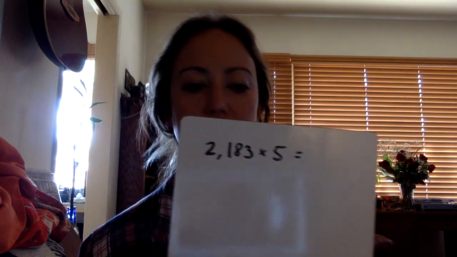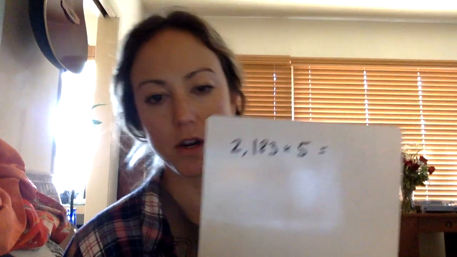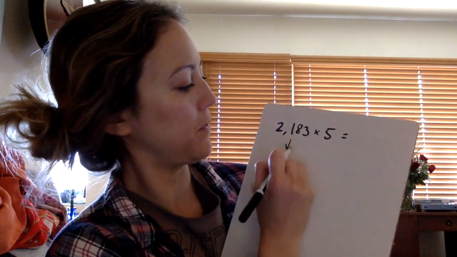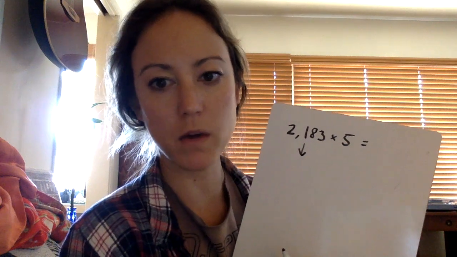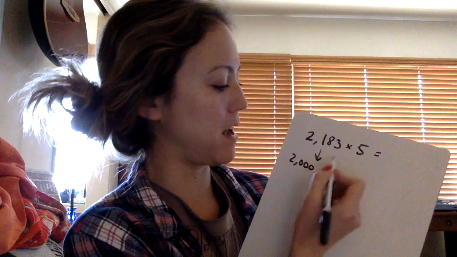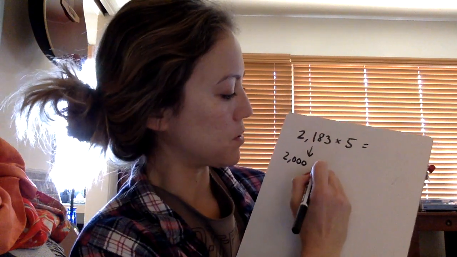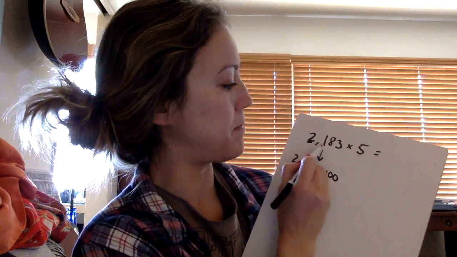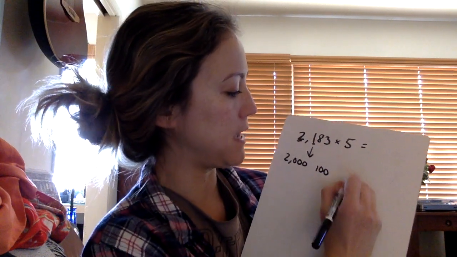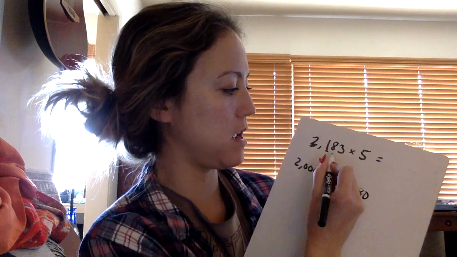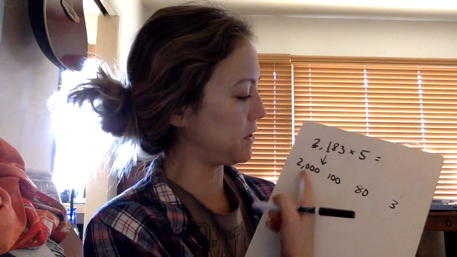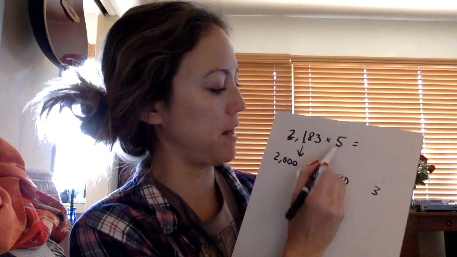Okay. If you're still working, that's okay, but I'm going to start by writing this in expanded form, right? So 2,183. There's 2,000 inside that number. There's 100 inside that number, right? 2,000 plus 100 plus 8 tens or 80 plus 3 ones, right? And now we multiply each one by this single digit number.